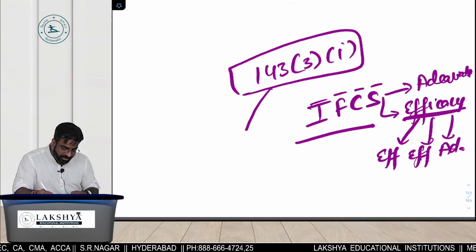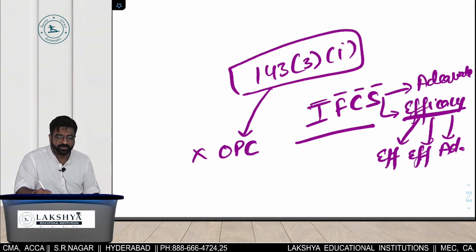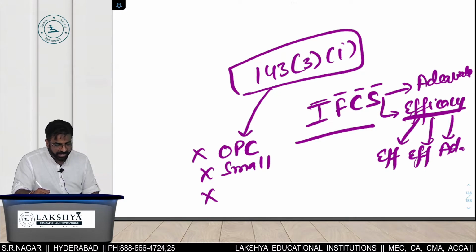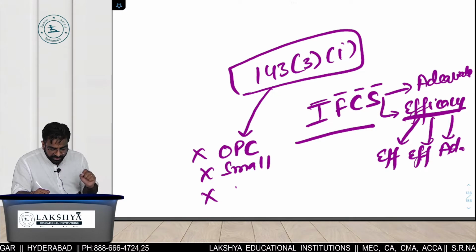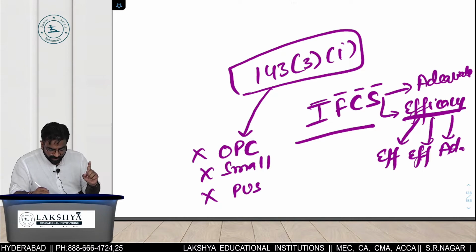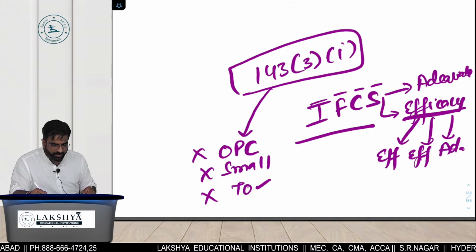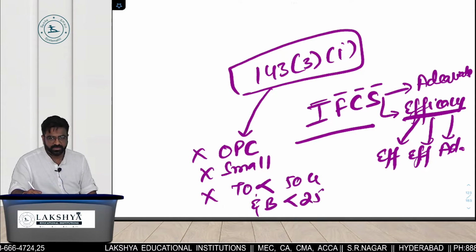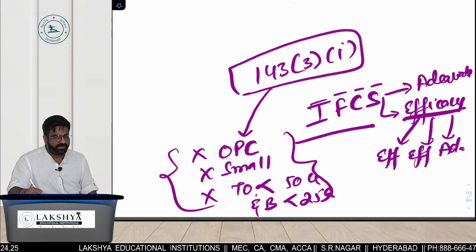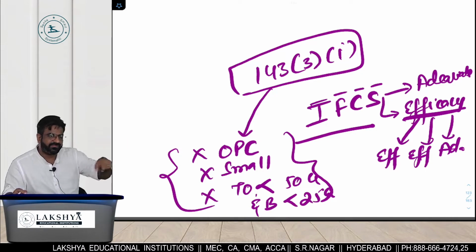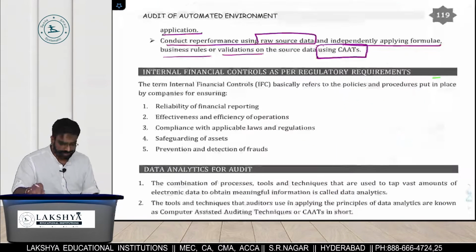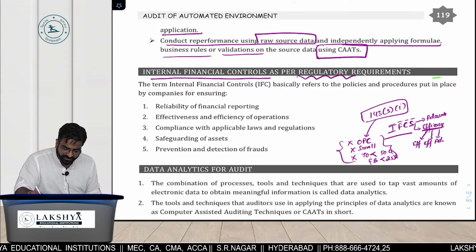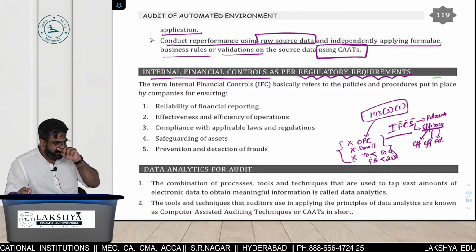But this rule is not applicable to OPC. What is OPC? And not applicable to small companies, and not applicable to such companies whose turnover is less than 50 crores and borrowings are less than 25 crores. If you remember, this point we have already done. Same point you have in automated environment audit also. The name of the topic is known as internal financial controls as per which framework? Regulatory framework. Okay?